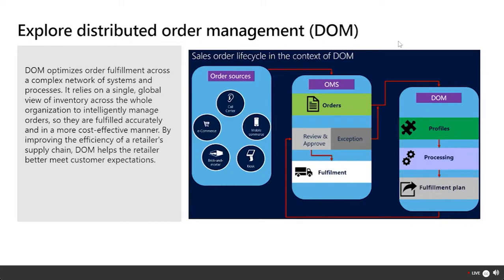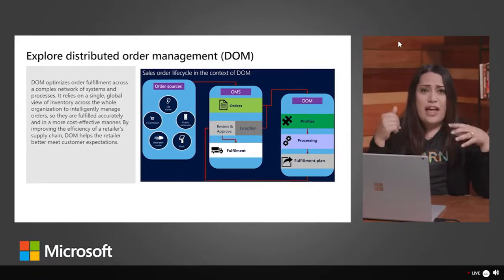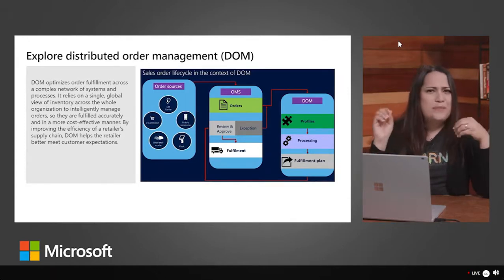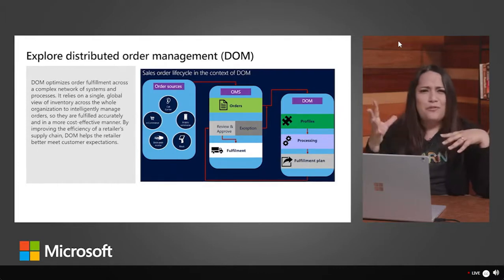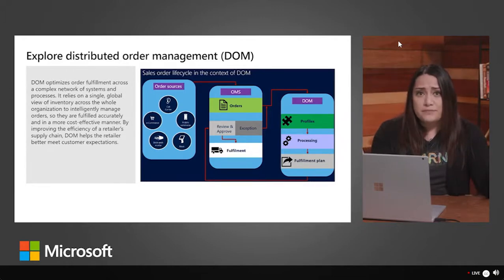The DOM system inside of Dynamics 365 can help optimize fulfillment so that your orders are arriving to the customers on time, but it's costing you the least amount of money. And the way that it works is that it's orchestrating this process and it's helping improve your overall supply chain. And it does this by automating several different functions like order routing. It can help with order splitting, shipping, inventory forecasting, reordering, and really the entire inventory management process.